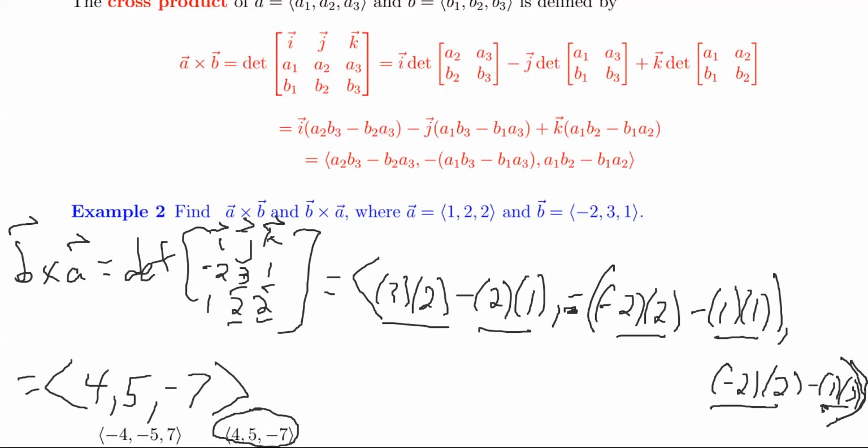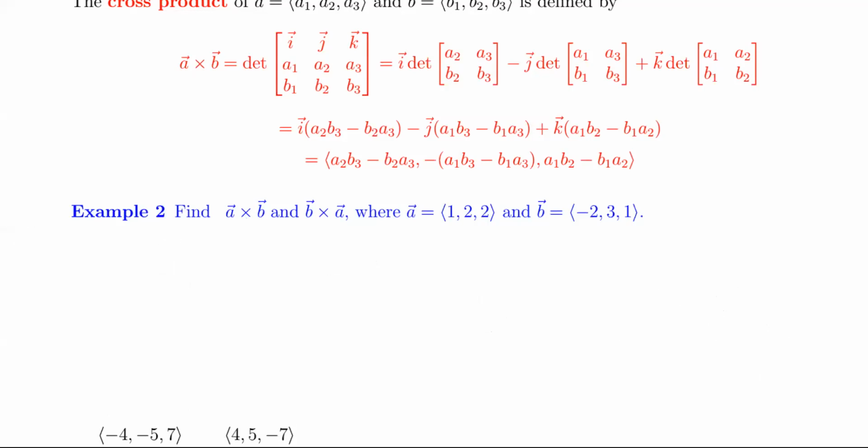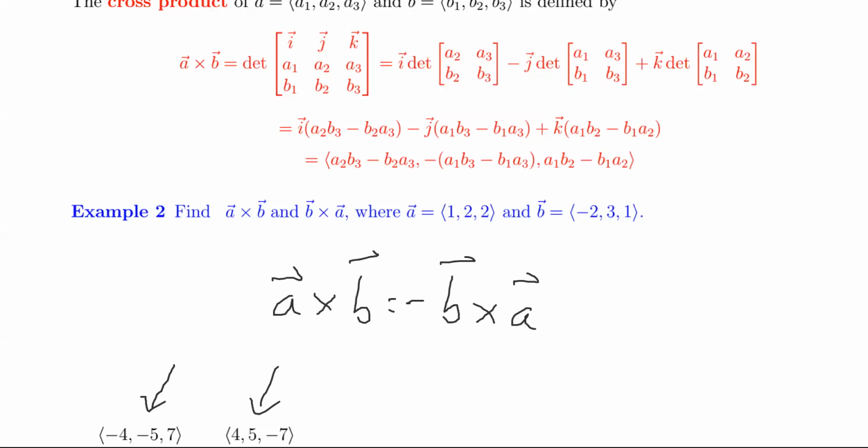What I would like to point out is A cross B was the vector negative 4, negative 5, positive 7. B cross A is the vector 4, 5, negative 7. So we notice that they are the negatives of each other. So A cross B is equal to negative of B cross A. That was true in this example, and it turns out that is always true.